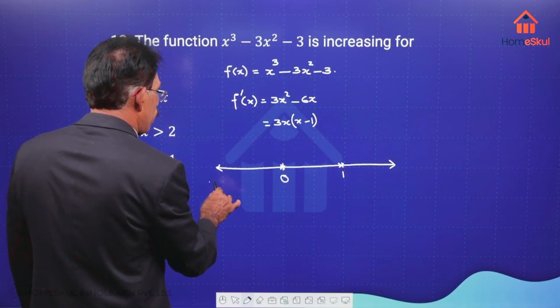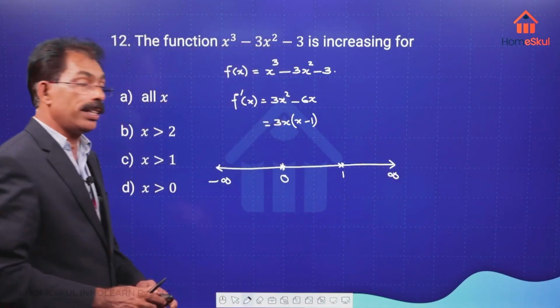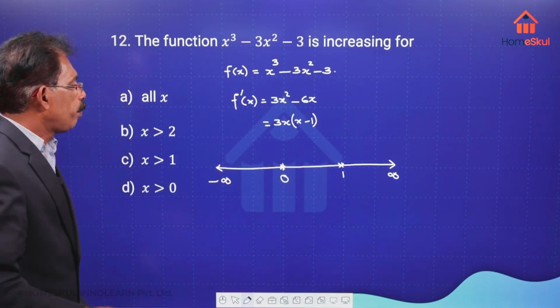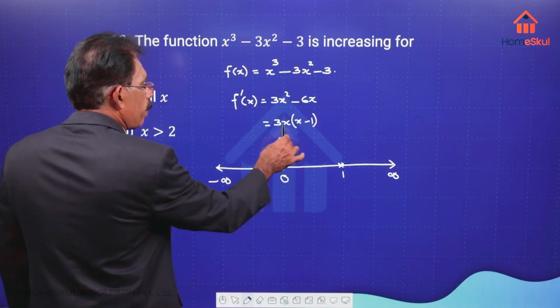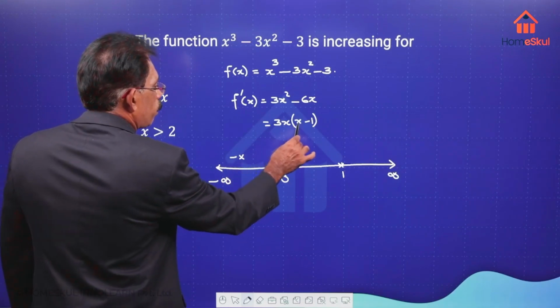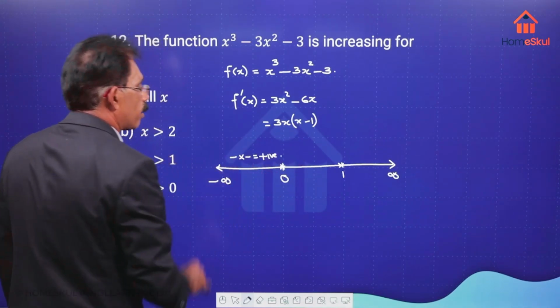There are 3 intervals. What are they? Minus infinity to 0, 0 to 1 and 1 to infinity. Put any one value in between minus infinity to 0, that is minus 1. Minus into minus is positive here. The positive means increasing here.